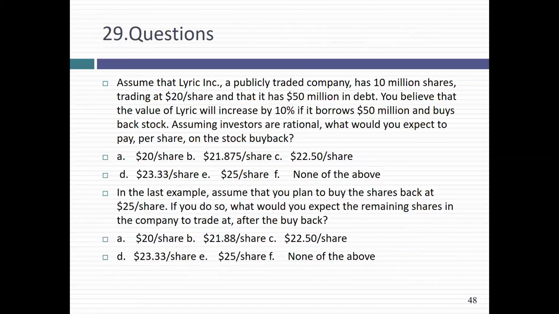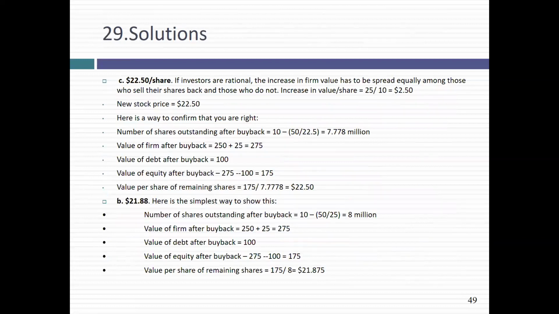So we have two different cases here. The first is the rational case. And we're going to figure out what is the price on the stock buyback if everyone gets the same value, regardless of whether you're a part of the buyback or you kept your shares. In the second example, we're assuming the buyback happens at $25 a share. So we want to assume what happens to the people who keep their shares. So let's turn to the calculations.